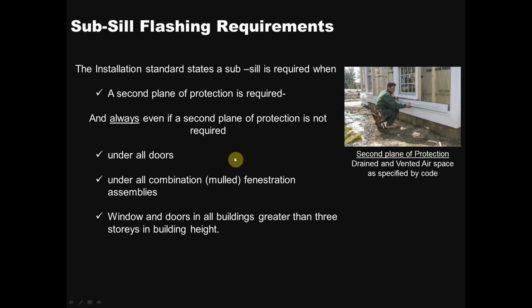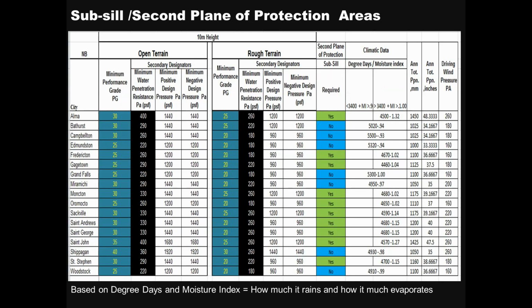But they also tell you in the installation standard that it has to go under all doors and under all combination mulled fenestrations, and in buildings that are greater than 3 stories in height. So these are the always ones that you always have to do, whether you have a second plane of protection or not. So that's the always ones.